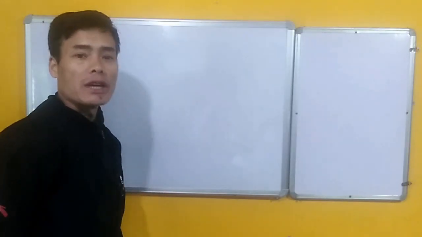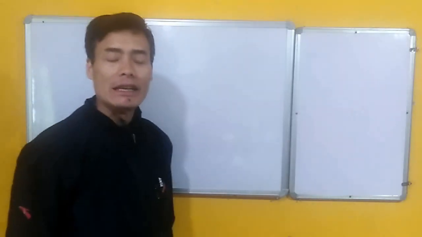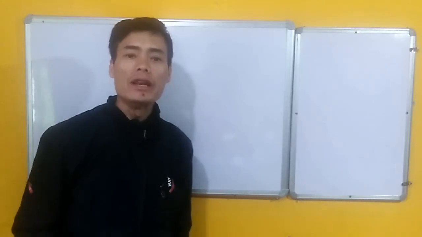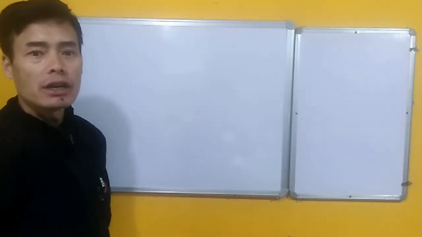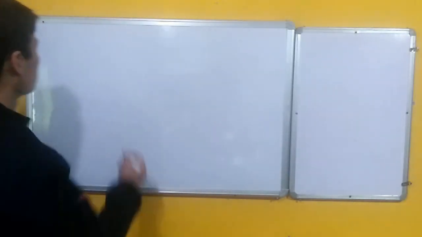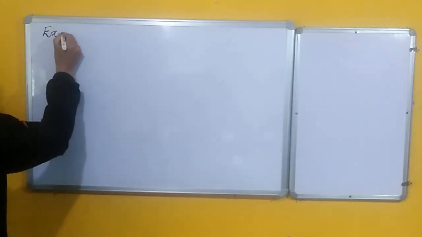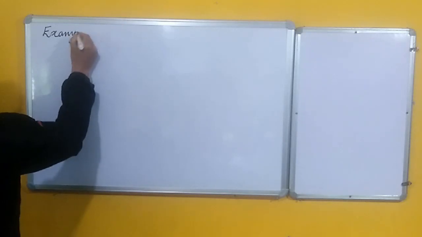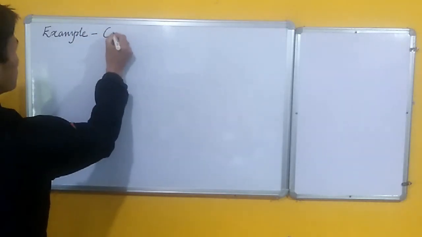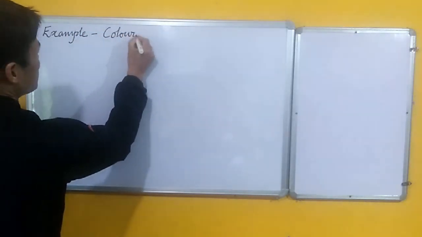Now we shall understand sex-linked inheritance with the help of another example, and that is color blindness. So taking the example of color blindness.